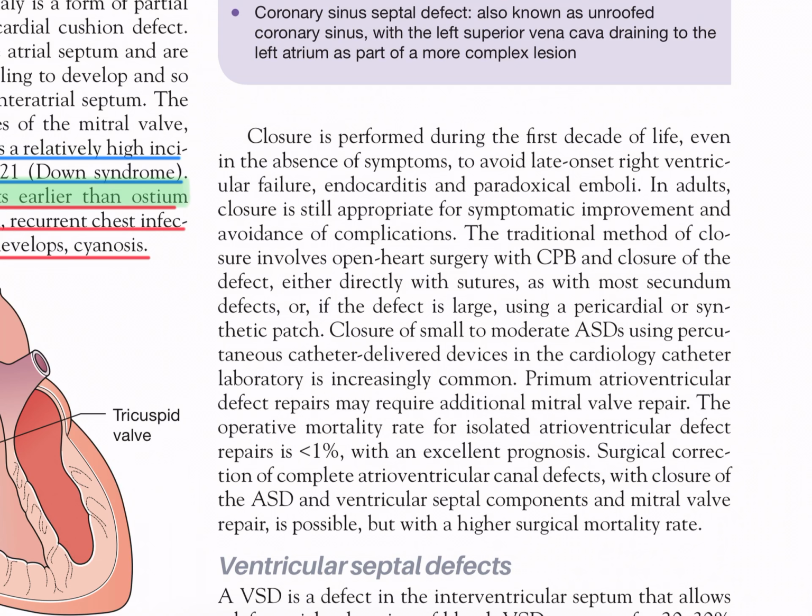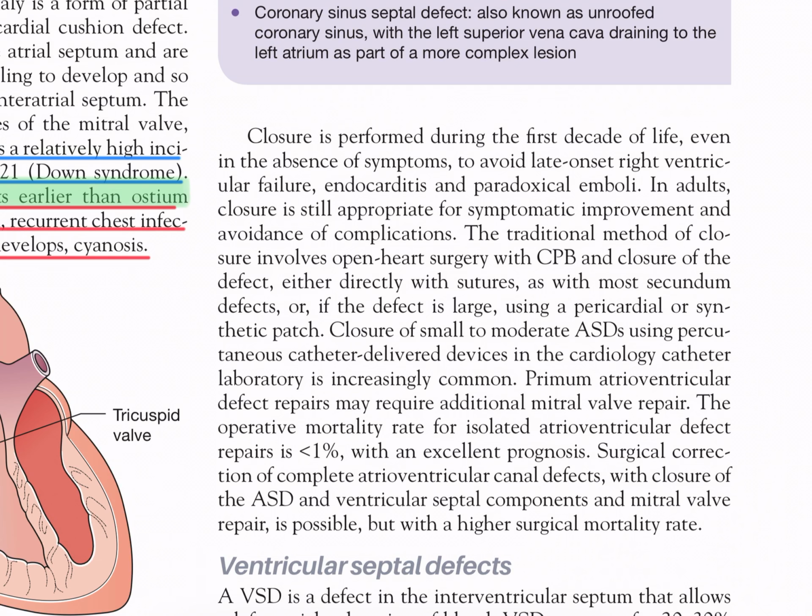The traditional method of closure involves open heart surgery with cardiopulmonary bypass and closure of the defect, either directly with sutures for most secundum defects, or if the defect is large, using a pericardial or a synthetic patch. Closure of the small to moderate ASDs using percutaneous catheter delivered devices in the cardiology catheter laboratory is increasingly common.